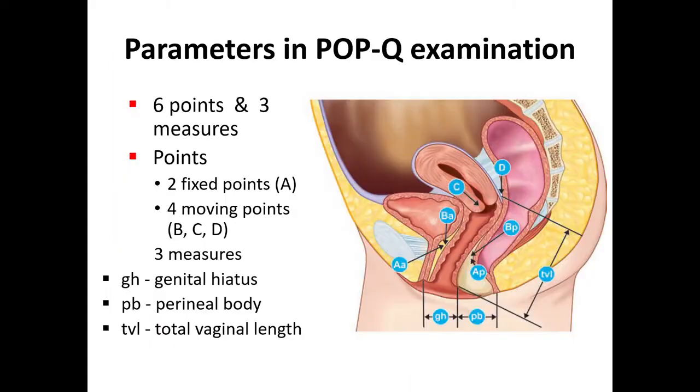Parameters in POPQ examination. There are 6 points and 3 measures. Point A is anteriorly Aa and posteriorly Ap. Point B, anteriorly Ba and posteriorly Bp. Point C, cervix. Point D, posterior fornix. So these are the 6 points. GH, genital hiatus. PB, perineal body, and TVL, total vaginal length.